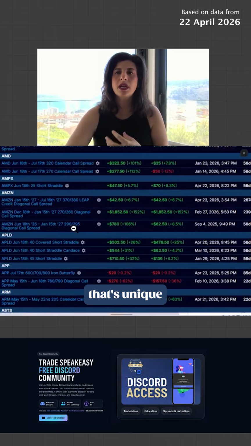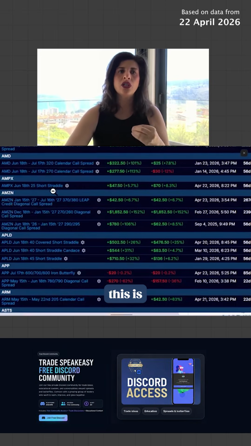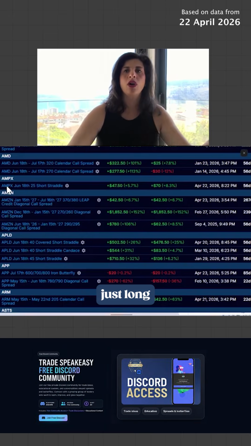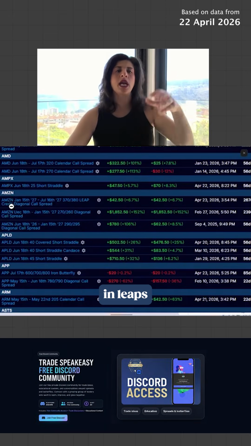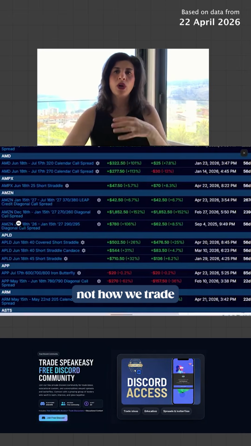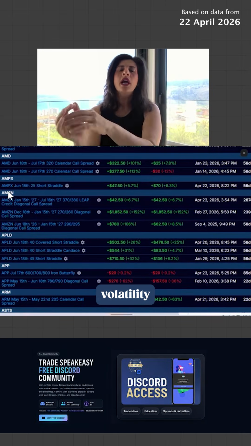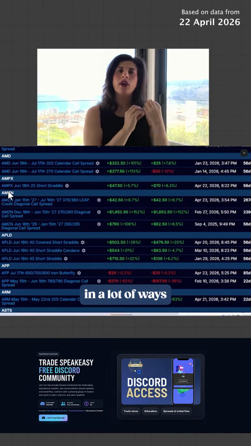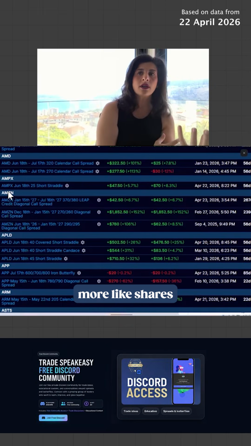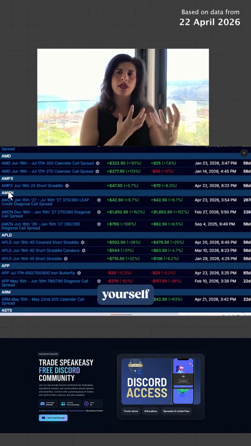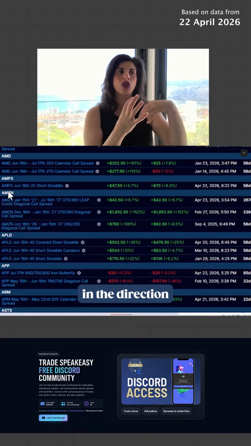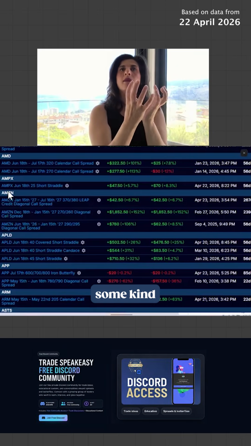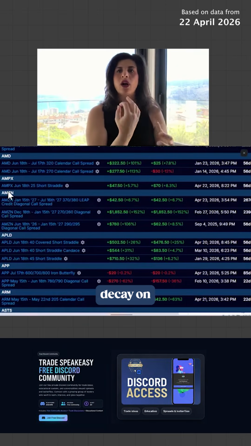But one of the things that's unique to Trade Speakeasy, and I keep saying this, is you will very, very rarely see positions where we are just long, where we're just in long calls, we're just in leaps, because that's not how we trade. We don't want exposure to volatility, and we don't want exposure to time decay. So our positions, in a lot of ways, function a lot more like shares. So the thing you really just have to be asking yourself is, is the trade moving in the direction that I want, or am I getting some kind of benefit from the time decay on my position?